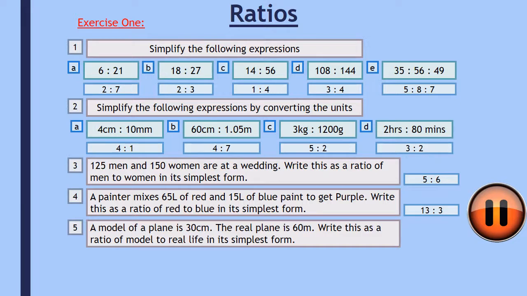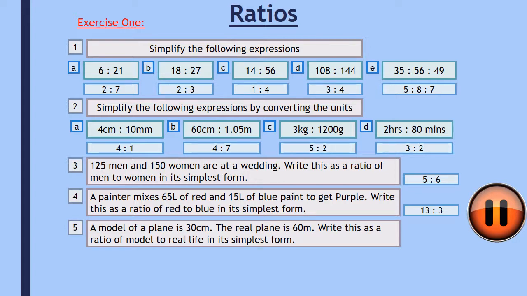A painter mixes 65 litres of red and 15 litres of blue paint to get purple paint. Write this as a ratio of red to blue in its simplest form. So we've got 65 to 15 at the moment. Looking at those numbers, we know both of them are multiples of 5. How do we know that? They both end in 5.